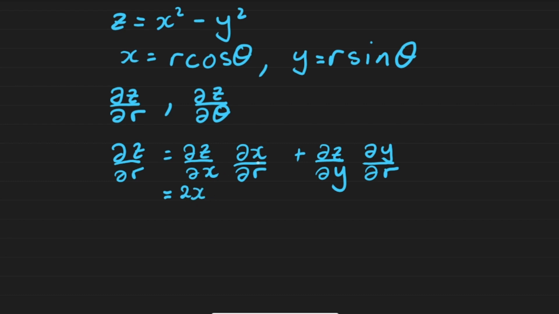Then next we look at ∂x/∂r. x is equal to r cos theta. So taking theta to be a constant, cos theta will not change. Therefore, we just find the derivative of r, and that would be 1. So our answer here would be cos theta.